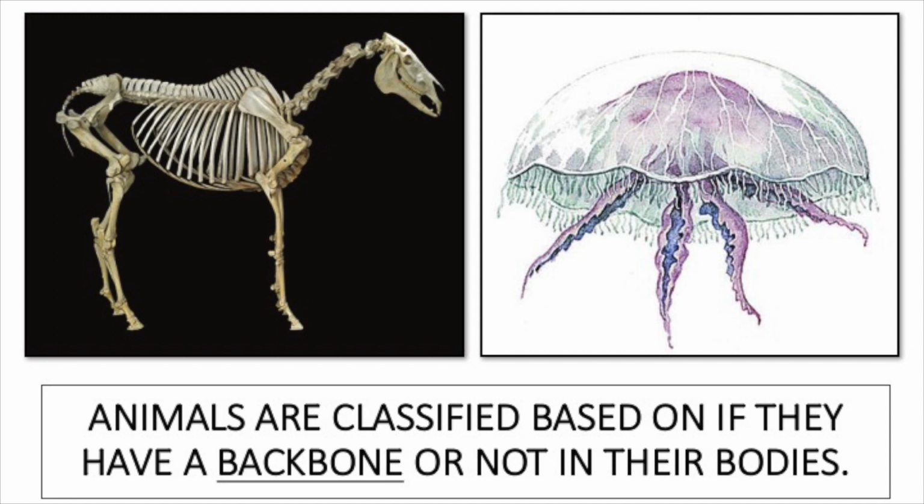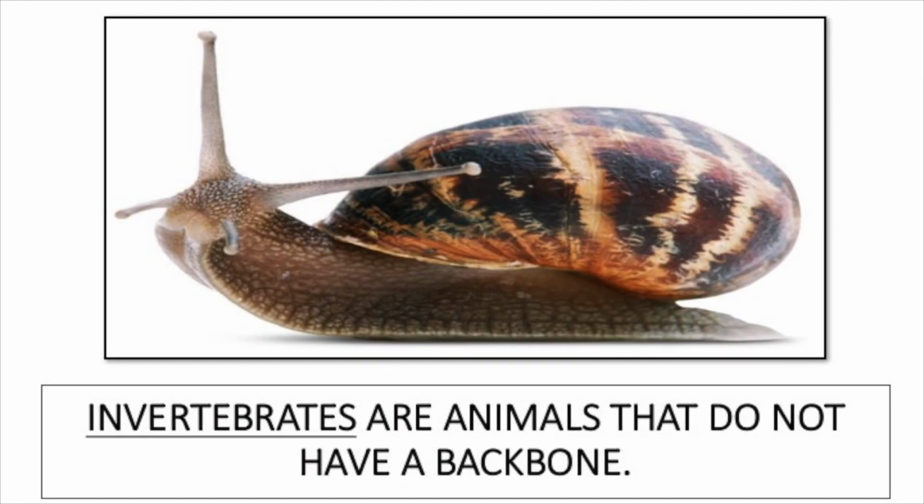Animals are classified based on if they have a backbone or not in their bodies. And you can see here, what skeleton is this? What animal? Horse. A horse has a backbone. You can see it here. But this animal, jellyfish, no backbone. Invertebrates are animals that do not have a backbone. Similar to this snail here. And because the snail doesn't have a backbone, it has a protective shell.